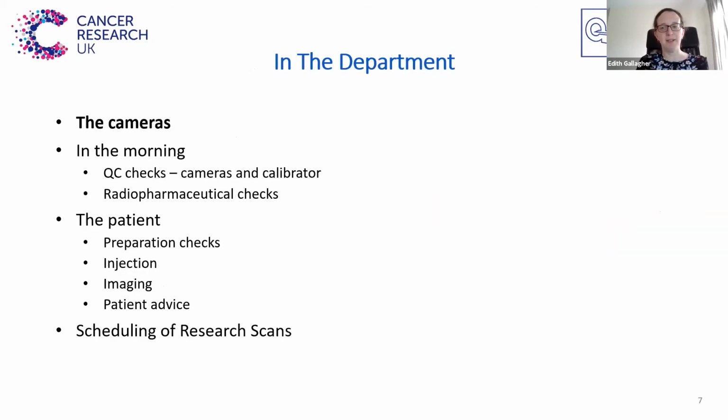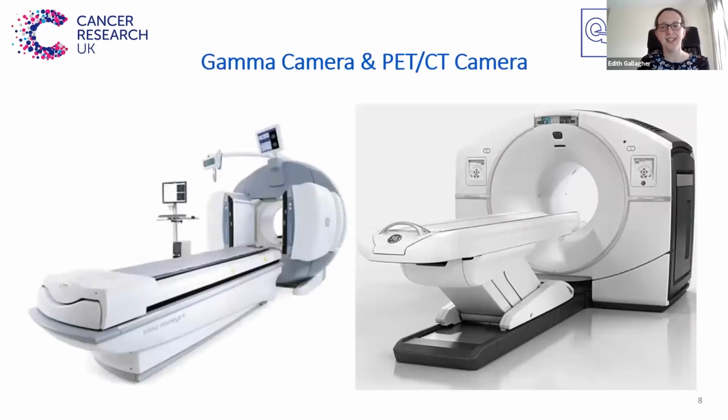Let me explain about the cameras that are used in nuclear medicine and PET-CT. On the left is a gamma camera. On the right is a PET-CT camera. The gamma camera has two heads, which are the two box-like structures in front of the donut. These can rotate and be moved into a variety of configurations.